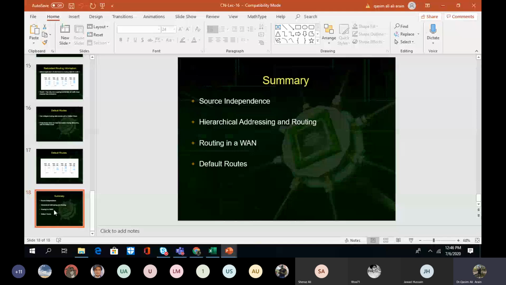And finally, we have a summary. We have gone through the concept of source independence. We have gone through the relationship between hierarchical addressing and routing. Then we discussed routing in a WAN, how routing occurs inside wide area networks. And then we went through default routes, right? That is all from my side.